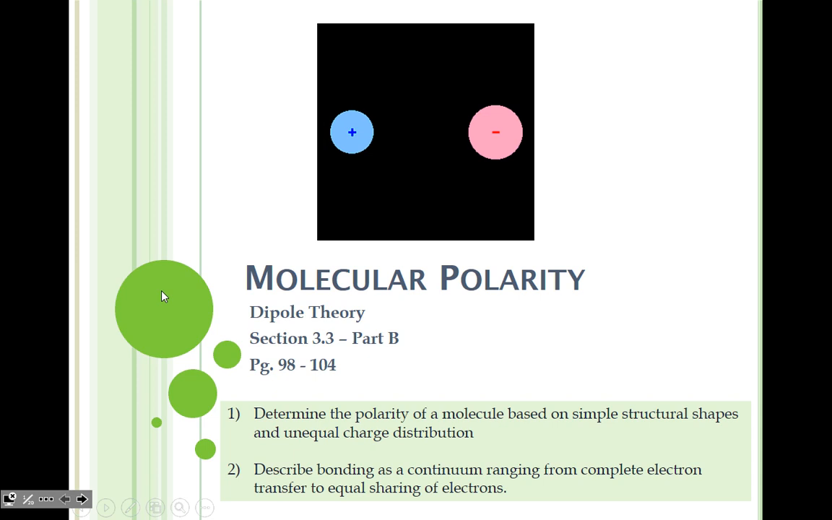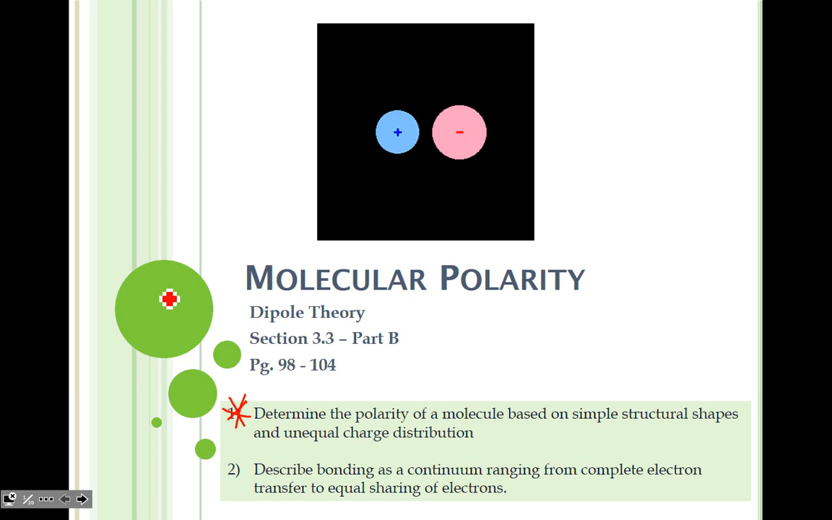Now that we've figured out how to draw these Vesper diagrams, we're going to use these Vesper diagrams and our understanding of electronegativity numbers to figure out if a molecule is polar or not. So let's take a look at what we're doing this podcast. We're going to determine the polarity of a molecule based on simple structural shapes and unequal charge distribution.